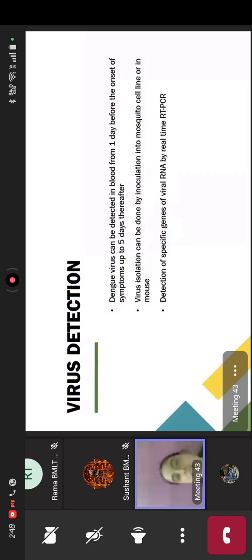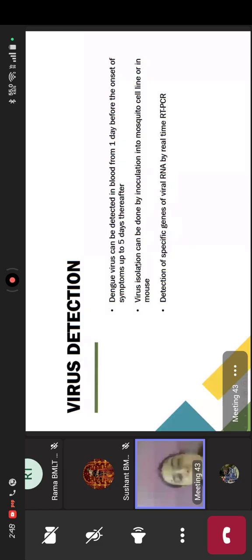Suppose dengue virus enters inside my body today, right? But my body starts showing symptoms after 2 days or after 3 days. But before the symptoms start, say my body is going to start showing the symptoms tomorrow, today also you can detect the virus inside my body, right? And you can do this up to 5 days thereafter, right?